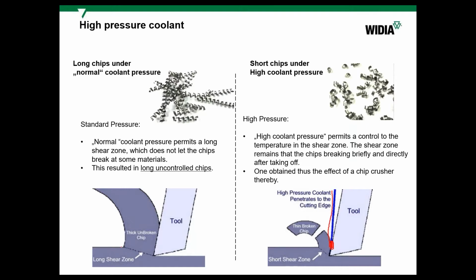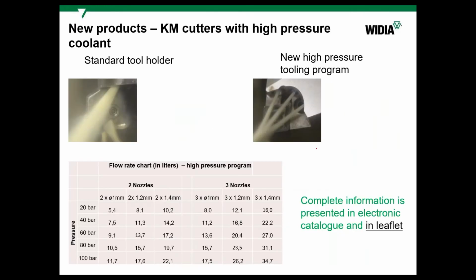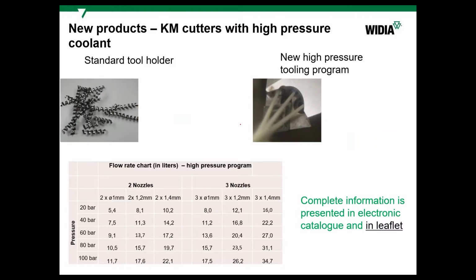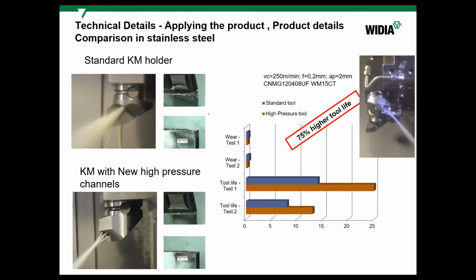Here, for example, you can see on the slides the chip is becoming thinner because it started to break earlier. And here you can see how the coolant, a precise direction of coolant, and also the high pressure of coolant help the cutting process in turning operations. For example, you can take from us the holders with a high pressure coolant. Basically, they are on KM clamping, the modular clamping. And here's a difference from one of the test results.